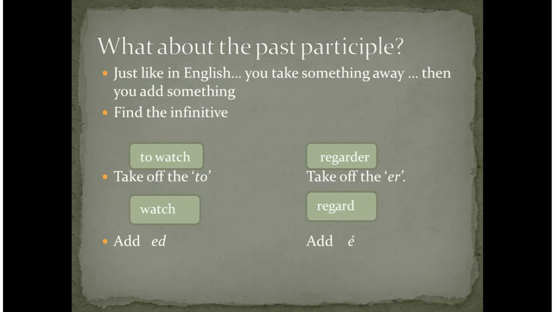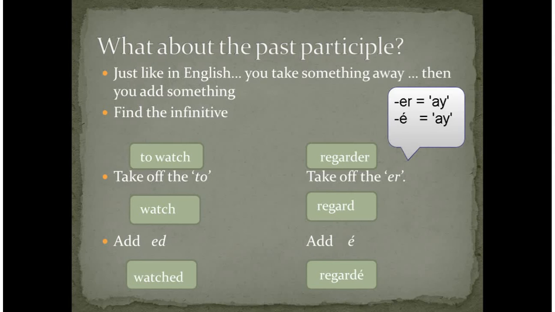And then we need to add something. So in English, we add ed, and in French, we add e with an acute accent or accent aigu. So we end up with watched or regardé. And you'll notice that the pronunciation of regarder, to watch, is exactly the same as regardé, watched. That's because er plus e with an acute accent make an ay sound.